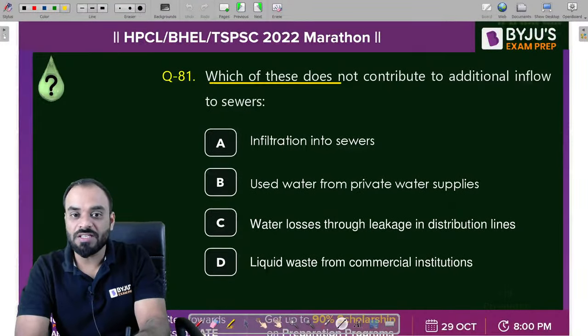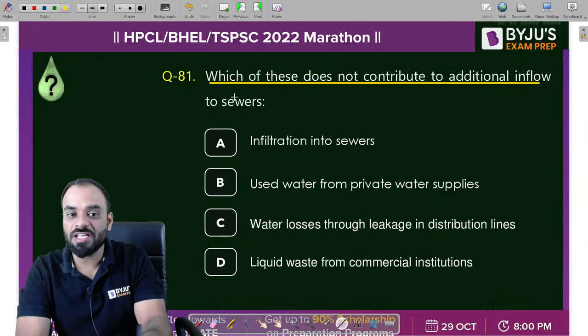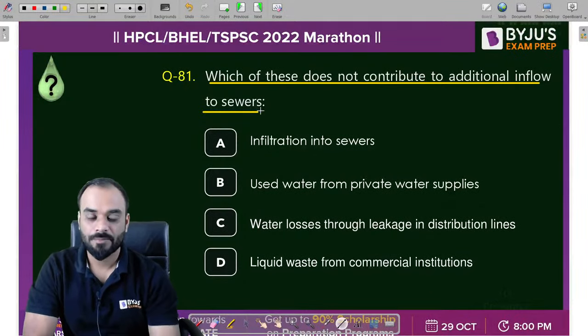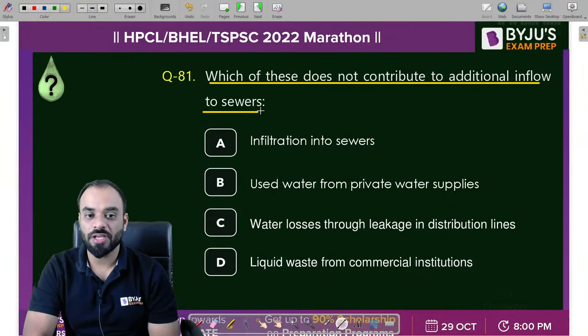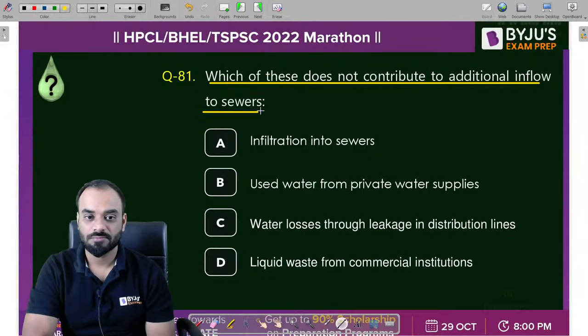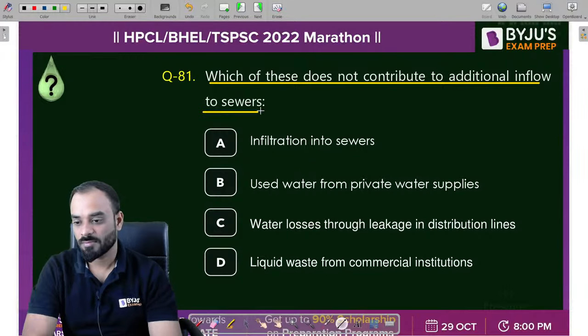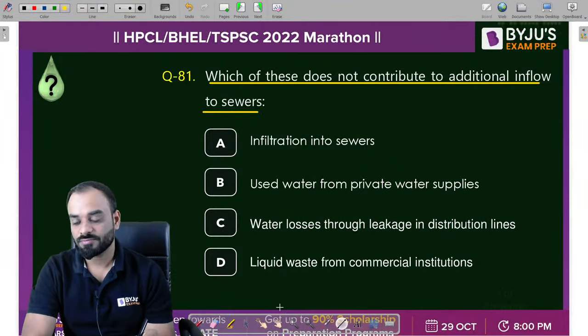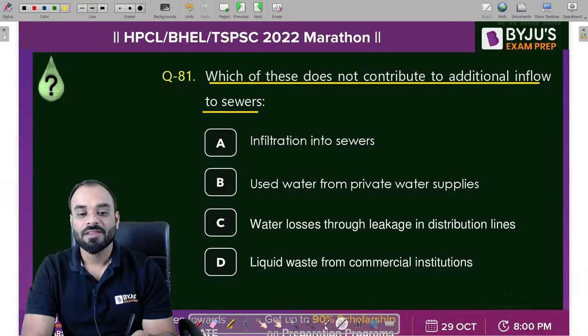Which of these does not contribute to additional inflow to the sewer? Additional inflow into the sewer. C. Very nice, Santu. 81C. C, Valli C. Very nice, good. Pooja A. Now let me explain it.